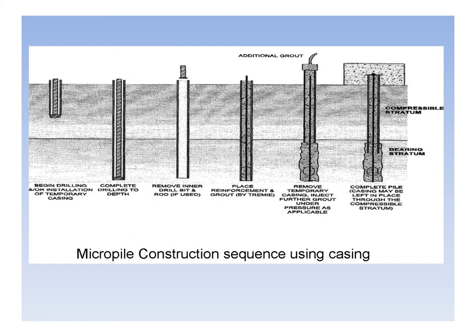So here you can see the micropile construction sequence using casing. You can see this is the first step, then this is the second step, and then the third one, where the casing has been introduced and then the grouting is being done. So that is the sequence of construction that we use in the construction of micropiles.